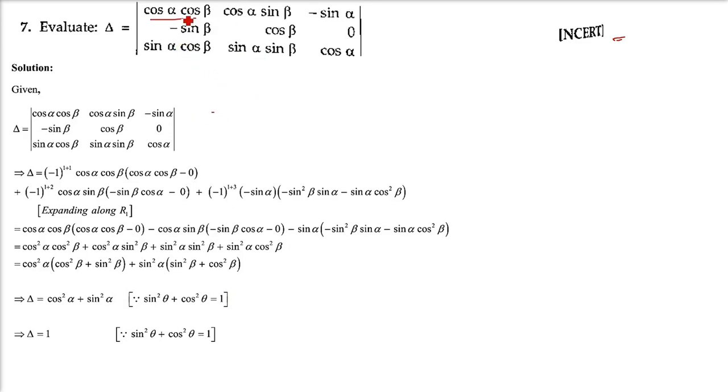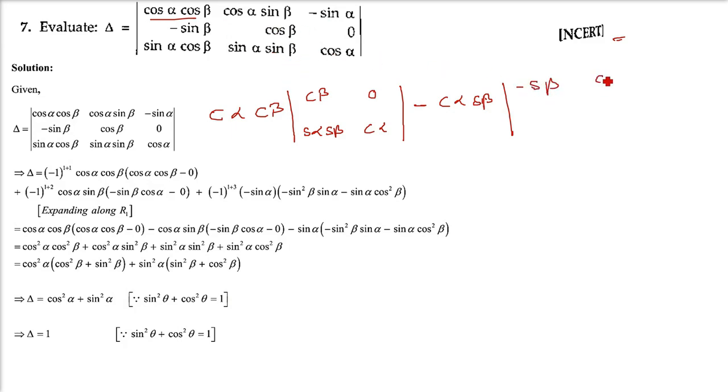So I'm just writing in the short form. I'm just writing C alpha for cos alpha. So this will be cos beta, and we'll write something here, that is row and column, just leave it. It will be cos beta 0, sin alpha, sin beta. This will be cos alpha. Now minus, this is cos alpha, sin beta, and then inside this we have, leave this, so minus sin beta, and then we have 0 and sin alpha cos beta.